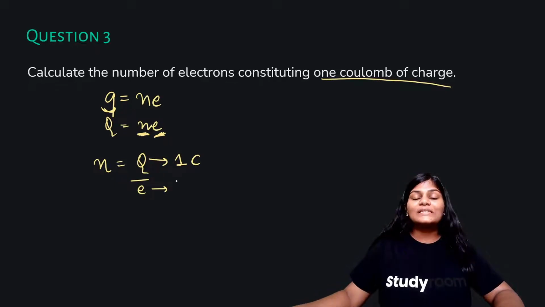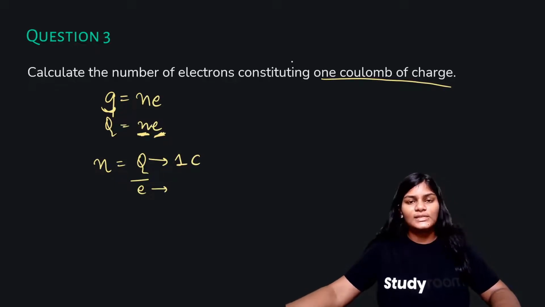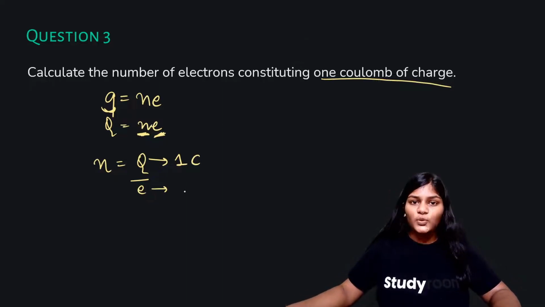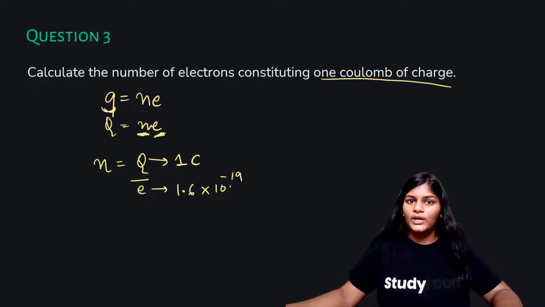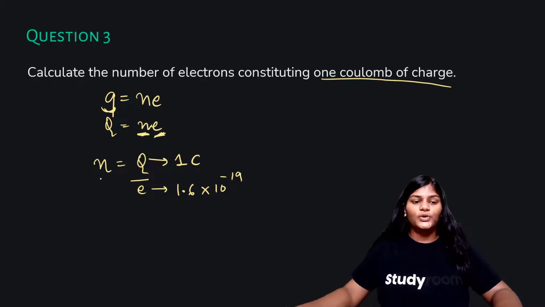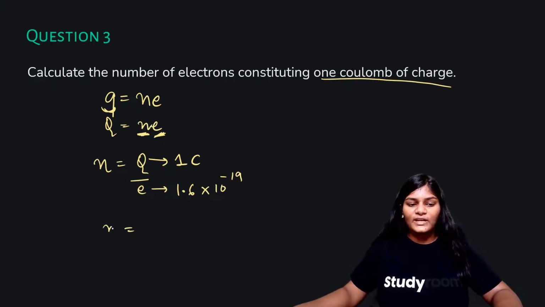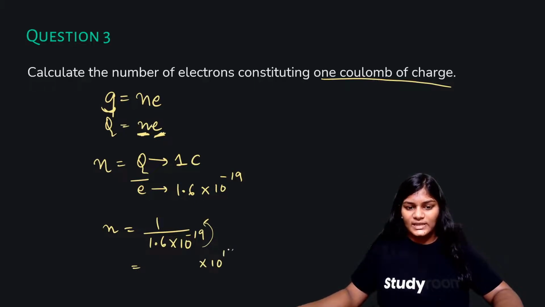And this is something that you need to know. You also learn this in later classes. But this is something that you need to remember, that the charge on 1 electron is nothing but 1.6 into 10 to the power minus 19. Okay, this is the charge on an electron. So if we solve this, we have to basically find N, which is 1 upon 1.6 into 10 to the power minus 19. Okay, if you take 19 to the numerator, it will become 10 to the power plus 19, right?